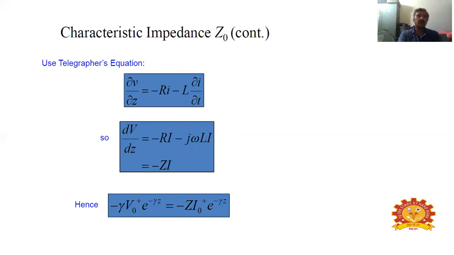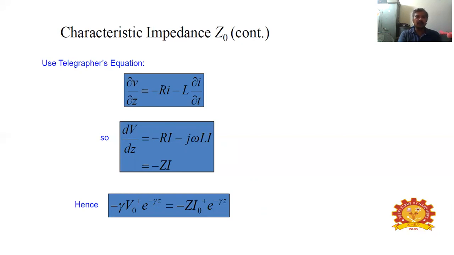Now coming back to the telegrapher's equation, we know very well that the telegrapher's equation is dou V by dou Z is equal to minus R i minus L into dou I by dou T. This can be written as dV by dZ is equal to minus R i minus j omega L i, that is equal to minus Z into I. That is, dV by dZ is equal to minus Z into I.